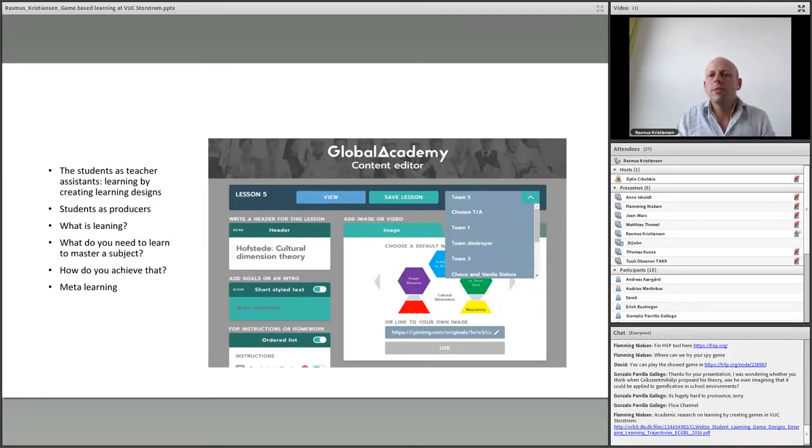In addition to this, we would also like to have the students as producers. I don't know if you can see where I'm pointing, but at the top where it says Team 5 or Choose TA, this is a teacher assistant mode where you can have your students become the teacher. So they have to create the content, they have to plan the learning, they have to make the mini games. And to do this, again, you need to have an understanding of what learning is. What do you need to learn to master a subject? How is it achievable? And all this leads to a sort of meta-learning experience: you need to learn how to learn, and you need to understand how people learn. And if you do that, you can also be better at learning yourself.